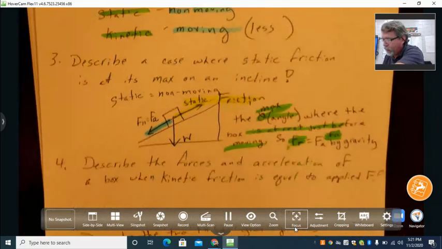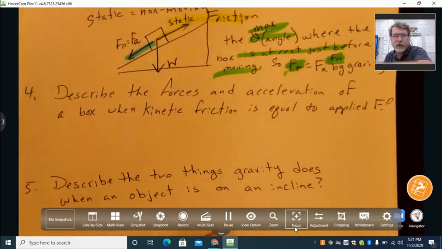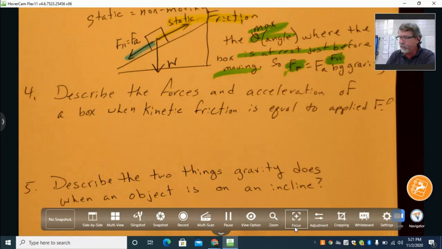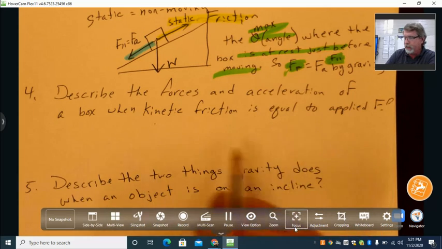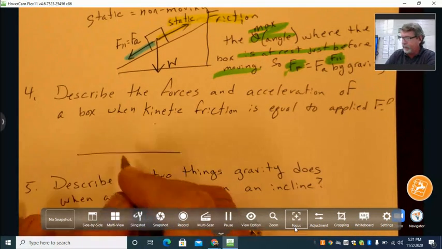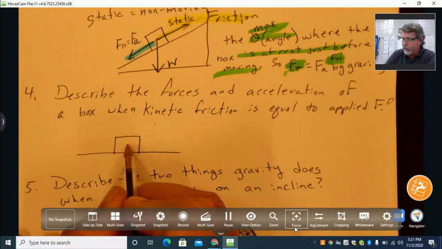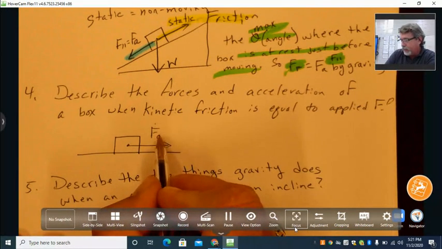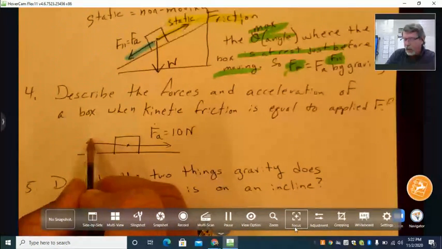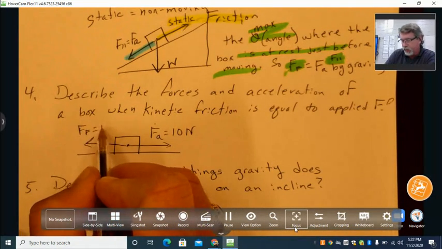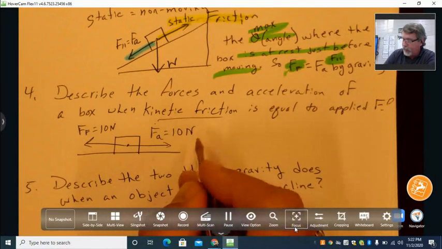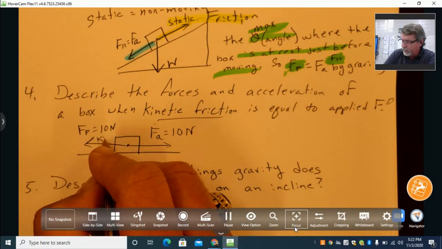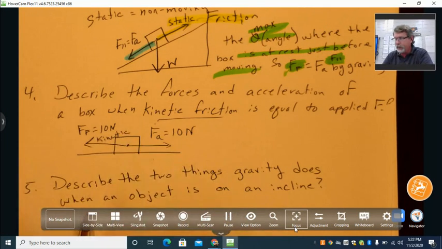All right. Number 4. Describe the forces and acceleration of a box when kinetic friction is equal to applied force. If kinetic friction is equal to the applied force, it doesn't matter if it's on an incline or a flat surface, but for ease of diagramming, we just draw this on a flat surface. So we have a force applied, maybe 10 newtons. Then opposite that, we have a force of friction, and we'll call that 10 newtons. Is the box moving? Yes. If it's kinetic friction, then the box is moving.